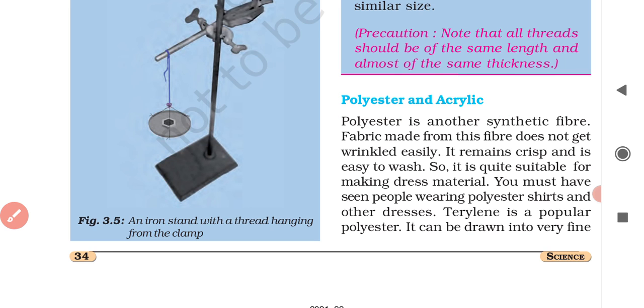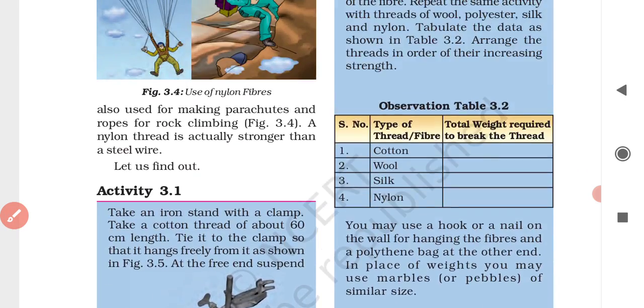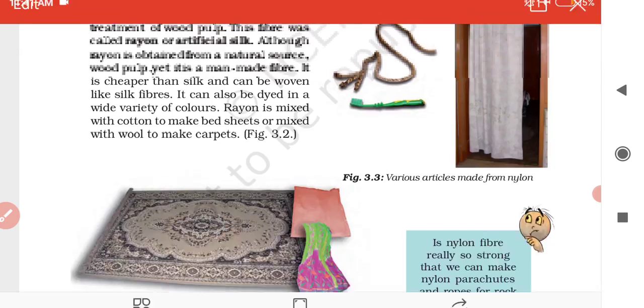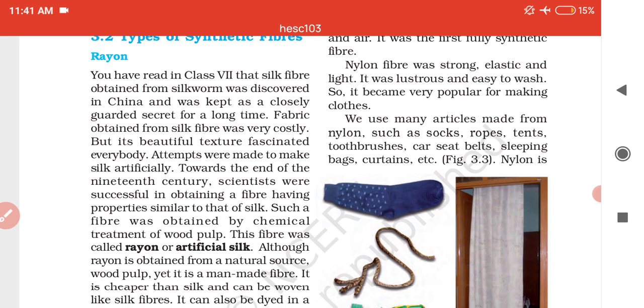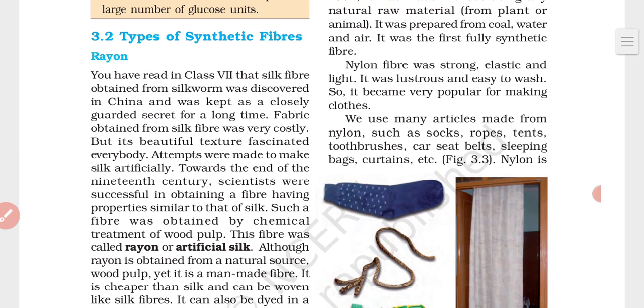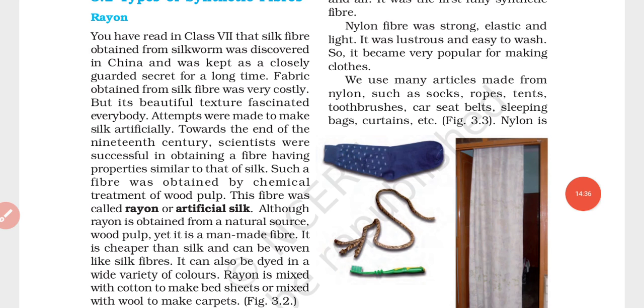So we'll discuss these types of synthetic fibers one by one. Let's start from rayon today. So let's discuss rayon.